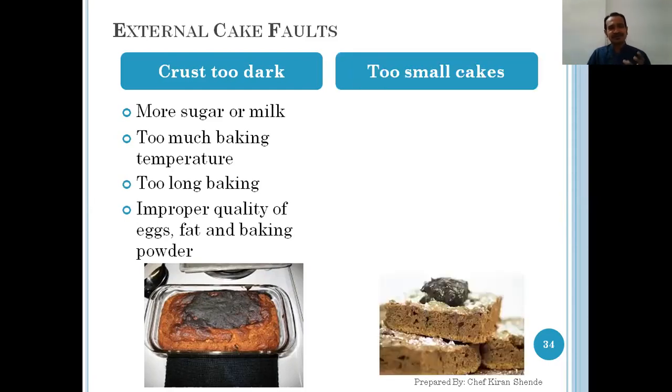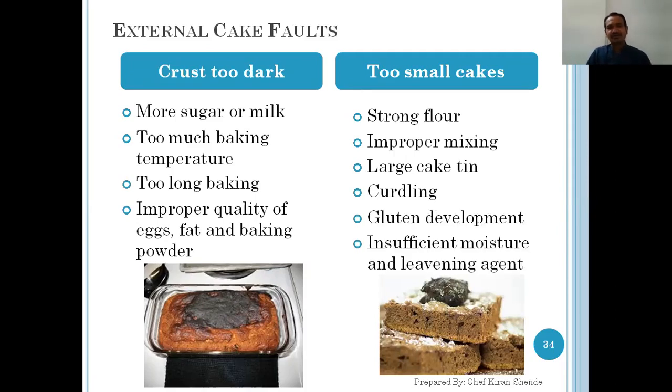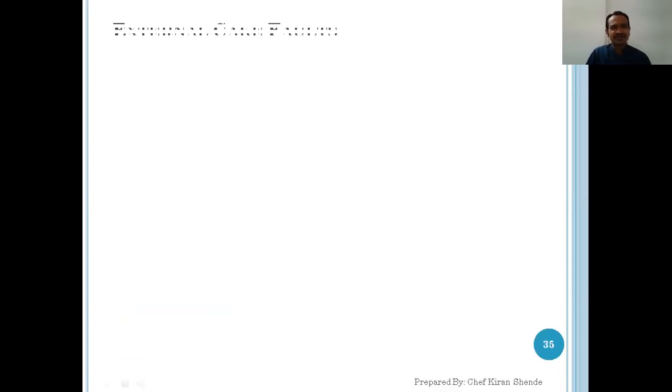If you have a very small cake, how does it happen? If your flour is very strong, or if you over mixed the mixture, or if your cake tin is too large and your mixture is small, or if your batter must have curdled, or you must have over beaten the batter so that there is gluten formation, insufficient moisture and insufficient leavening agents are probable causes for having a too small cake.